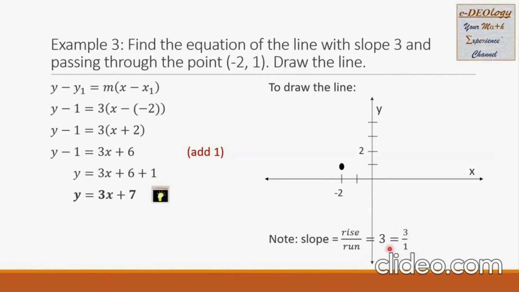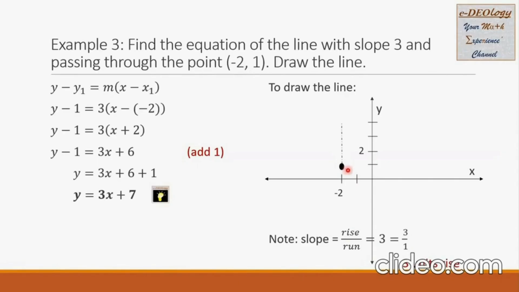Let us use this idea to find another point in the x and y axis. With reference to our given point, (-2, 1), we're going to go 3 units up as suggested by this numerator.